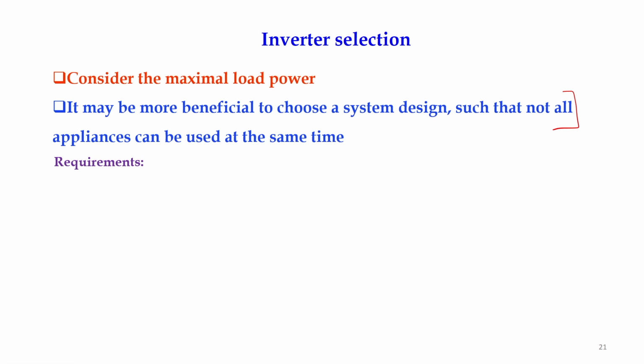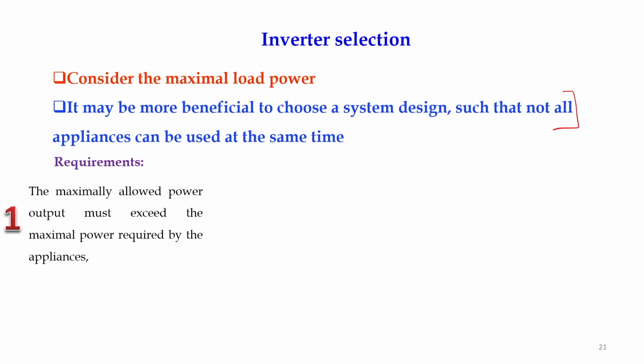So, here in this case we have 3 requirements that need to be seen. First is the maximally allowed power output must exceed the maximal power required by the appliance. So, mathematically we can write it something like P DC inverter max is greater than PL max, this is for load, right.